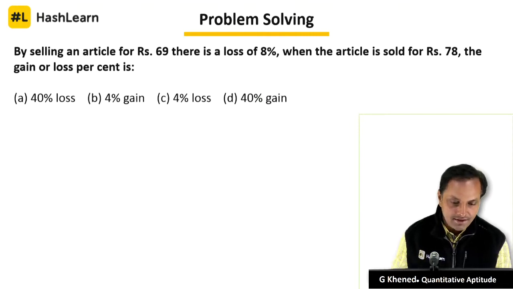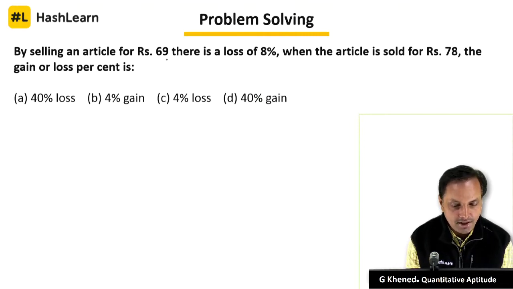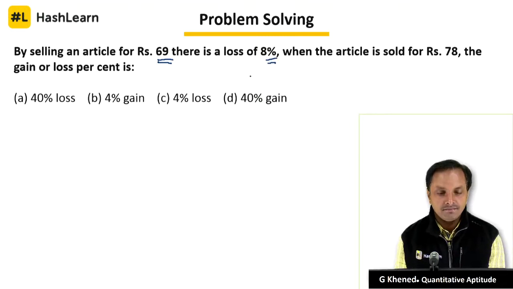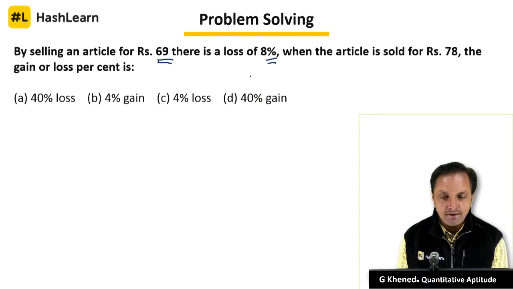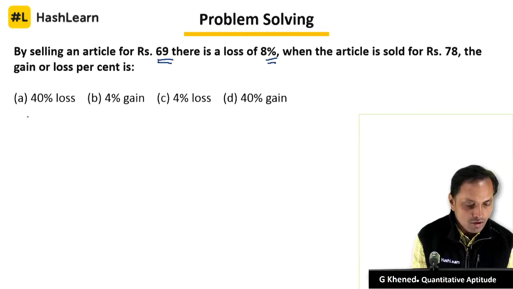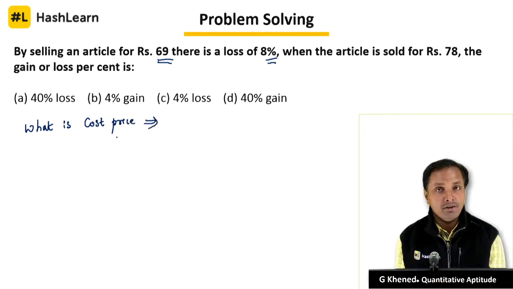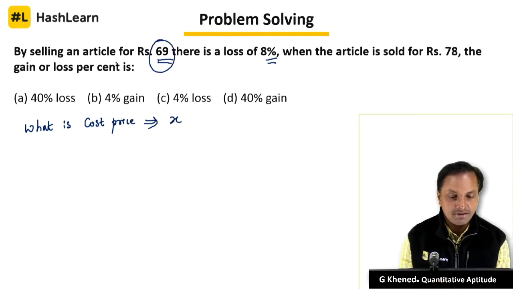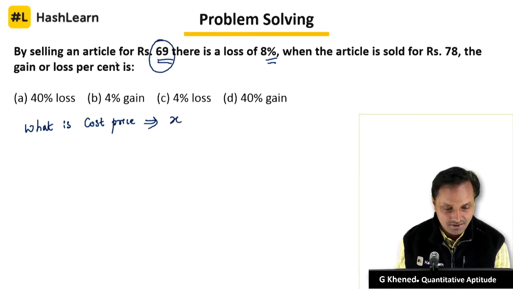See, there is a person, he is selling an article for 69 rupees and there is a loss of 8%. Here is one important note: always you should know the cost price. What is your cost price? We don't know. Let's keep it as X. We know the selling price because it is 69 rupees. He is selling and he is making a loss.